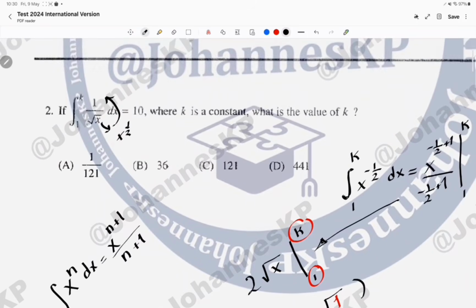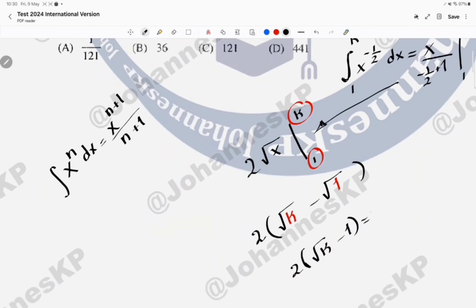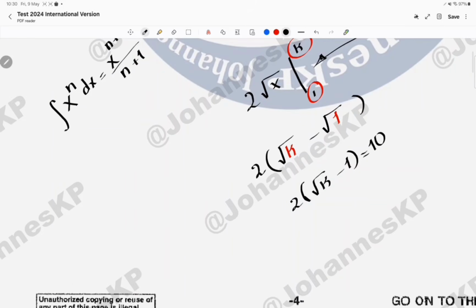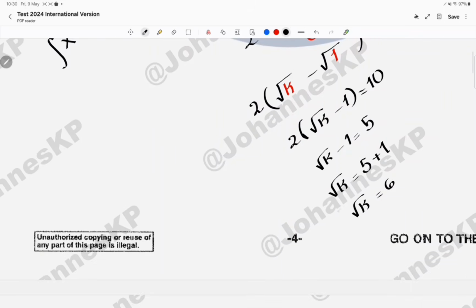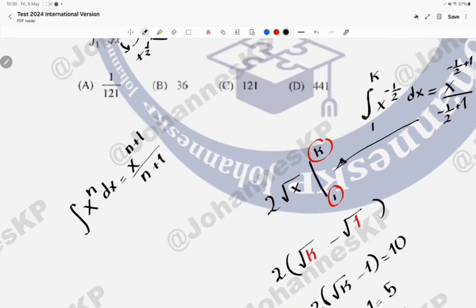Now, the whole thing was equal to 10, if you recall. So now divide everything by 2. So root k minus 1 is equal to 5. And so root k is equal to 5 plus 1. So root k is equal to 6. Now I square both sides. So k is equal to 36. So that will be B.